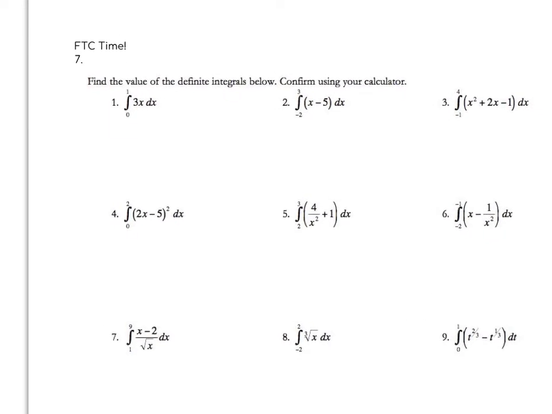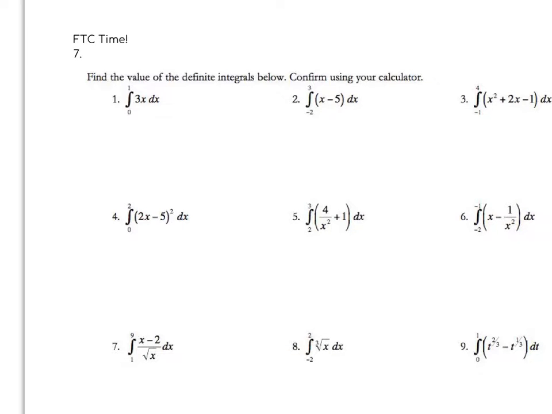All right, we're going to do some FTC stuff. And confirming using the calculator is going to be fnInt. The big idea here is that if we have the integral from a to b of some function f of x, we might even call this f prime of x if you want to think about this as a derivative, and that's going to be equal to F of b minus F of a. So plugging these values in.